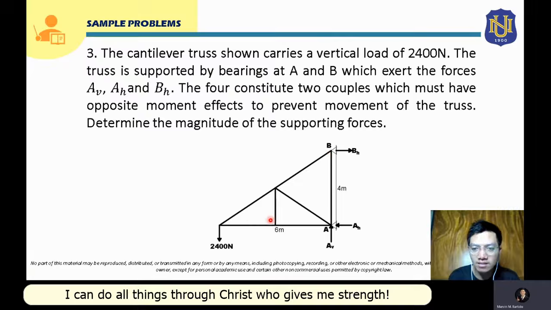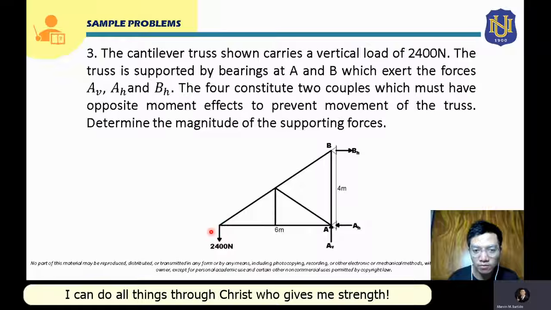So again, we have here a truss, and we have here a load, which is 2,400 Newton, and we have three reaction forces: AV, AH, and BH. These four forces involved in our system, it says in the problem, will produce two couples. These two couples should be opposite in moment effects, so that the truss will remain stable.